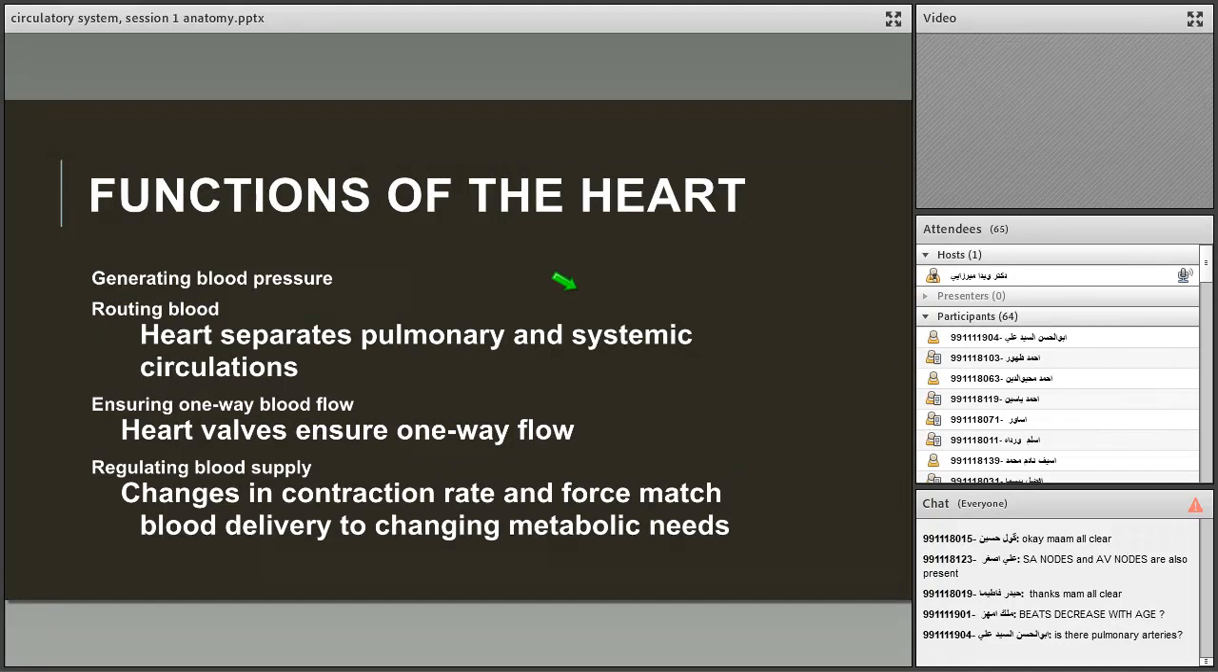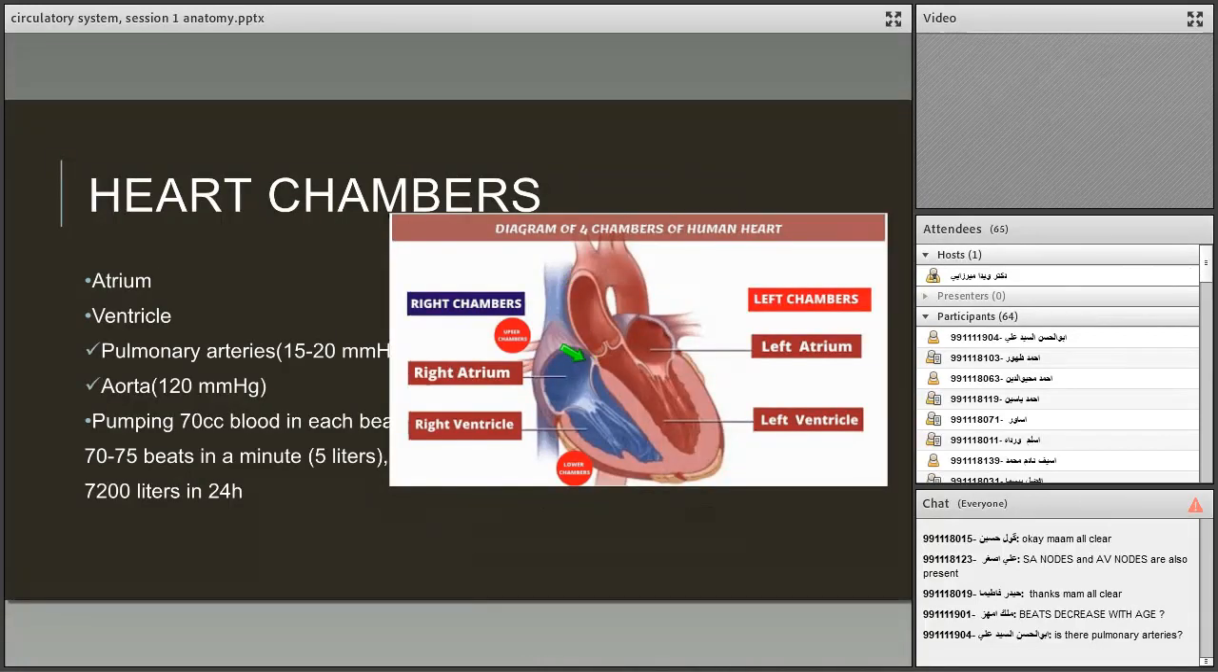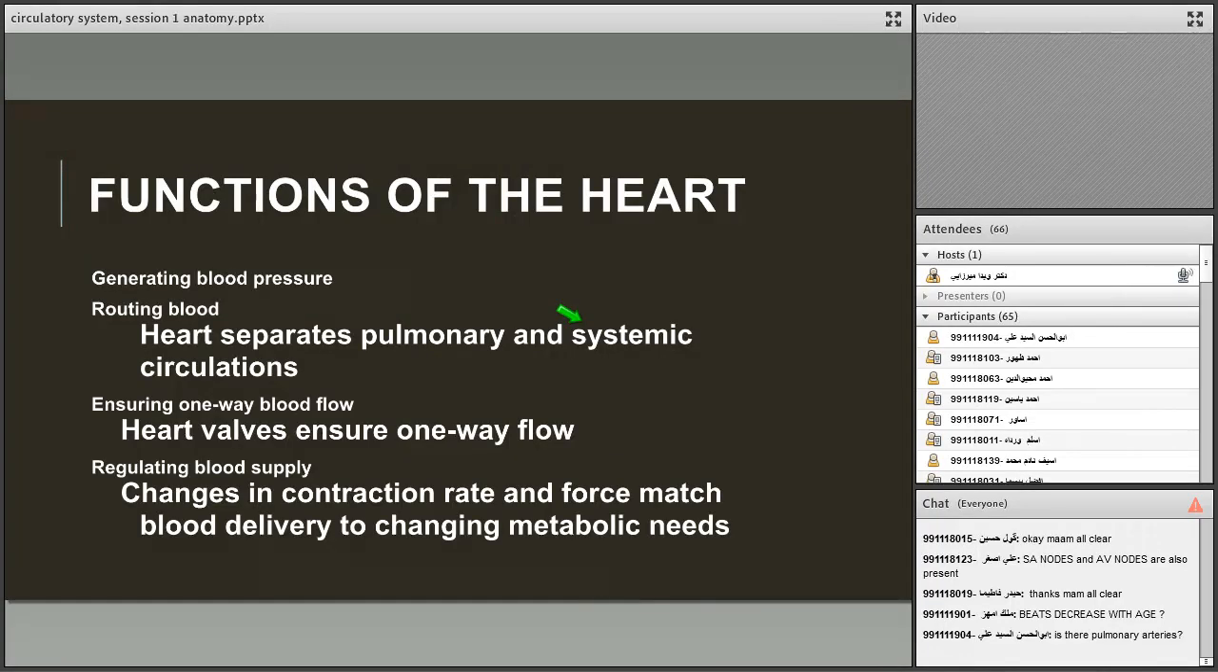The function of the heart is so important. Let's talk about the function of the heart. The heart is generating the blood pressure and also routing the blood. The heart separates the pulmonary and systemic circulation. As we said, the pulmonary circulation is on the right side of the heart, here, and the systemic circulation is on the left side of the heart, these parts.